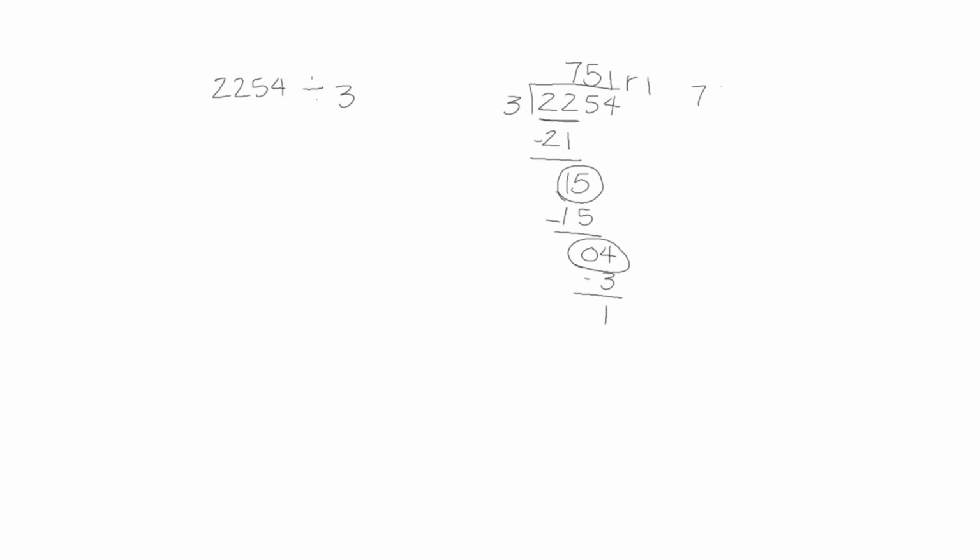We check with multiplication. 751 times 3. 1 times 3 is 3. 5 times 3 is 15. 7 times 3 is 21, plus 1 more is 22. Add in the 1 remainder, and we have 2,254, which matches our original dividend.